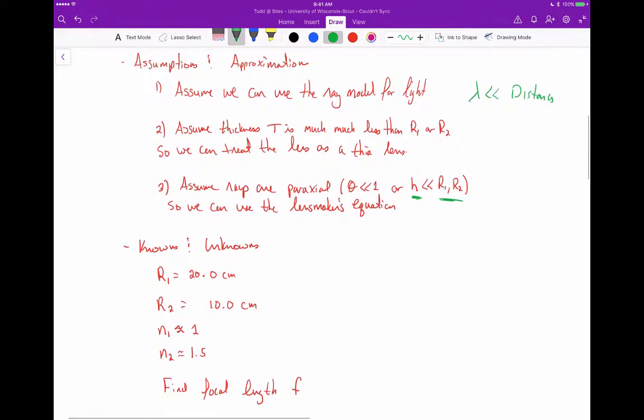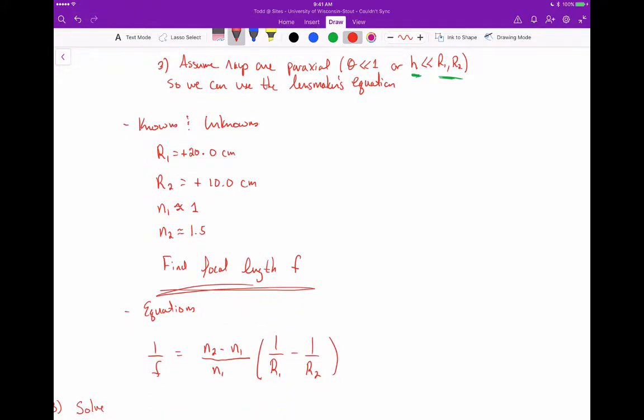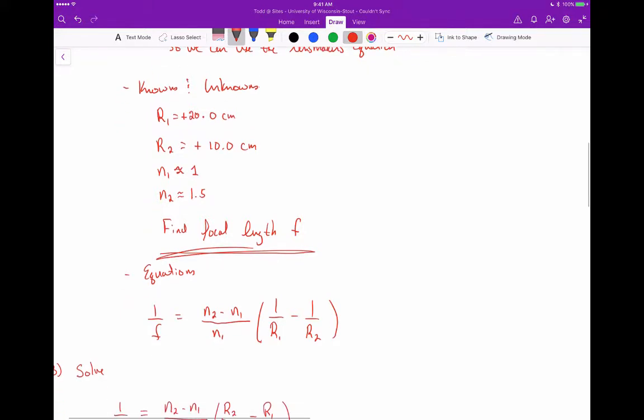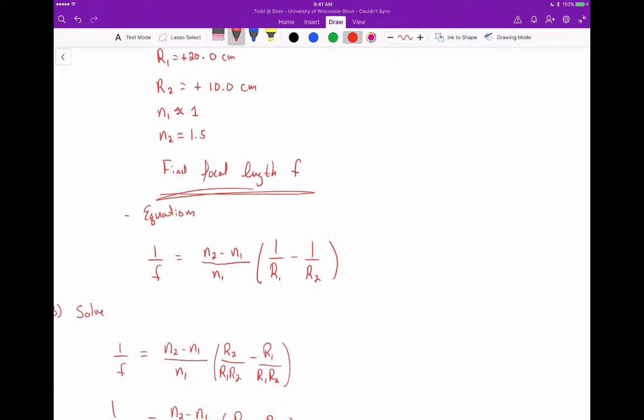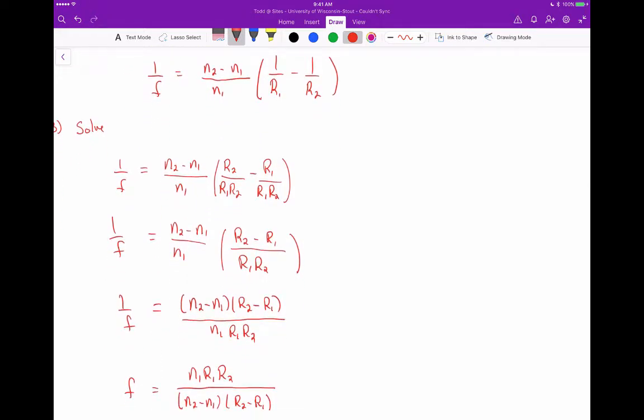So here are the list of my known and unknown quantities, and because both of these surfaces are convex to the left, they are positive radii of curvature. Here is what I'm trying to find ultimately. And then because of assumption number 3, I can go ahead and use the Lensmakers equation right here and just plug things in. So we're going to do a little bit of algebraic manipulation, and I'm going to try to get f on top.